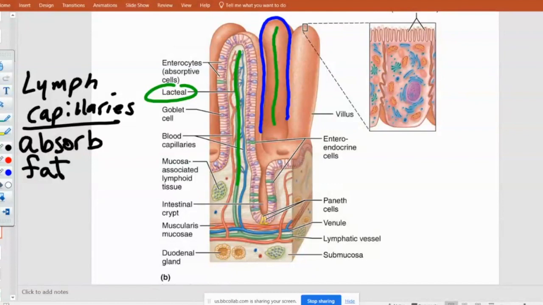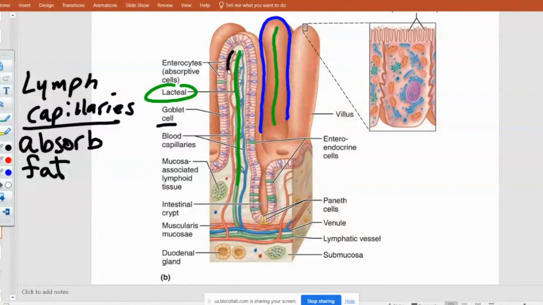Okay, back to the other stuff here. Just note, you see a goblet cell. We're going to see better pictures of goblet cells, but they're there. Remind me what they make. Mucus.